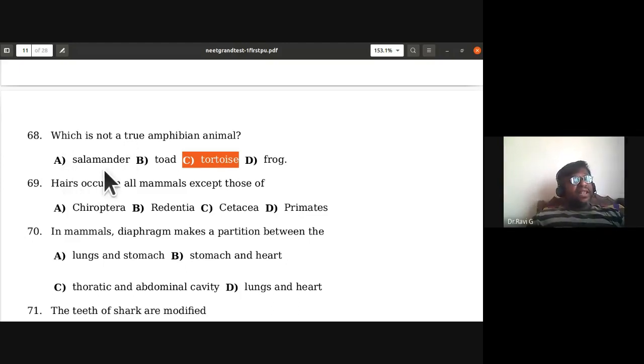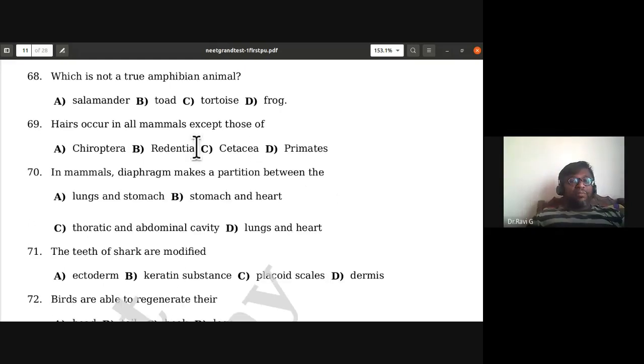Ichthyophis is a limbless amphibian. They don't have forelimbs and hind limbs. So remember those exceptions. Hair occurs in all mammals except those belonging to order Cetacea. So the exoskeleton hair does not occur in Cetacea. Now we can also remember why hair is not given as a unique attribute of Mammalia, because Cetacea does not have hair at all. There are exceptions, isn't it?